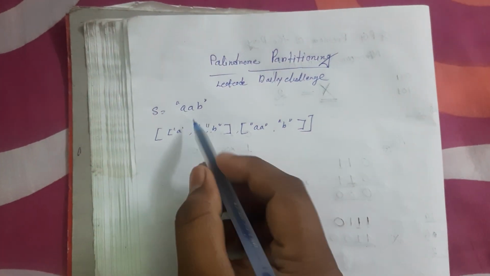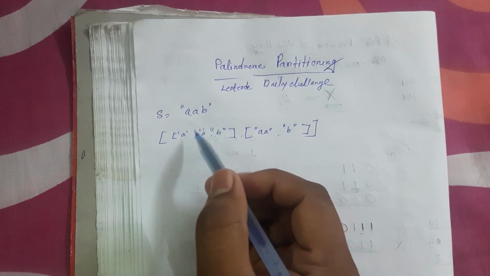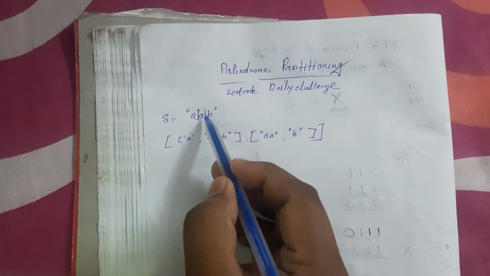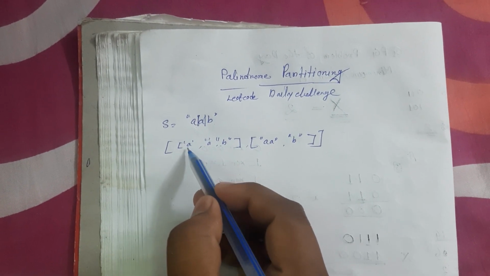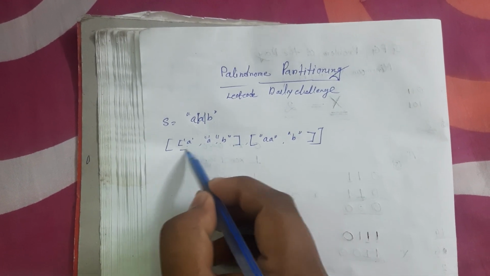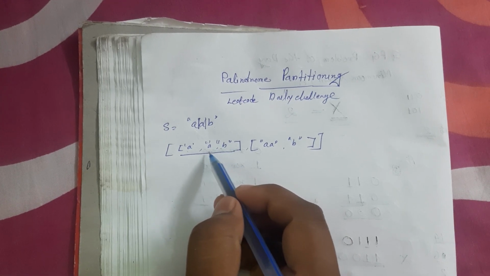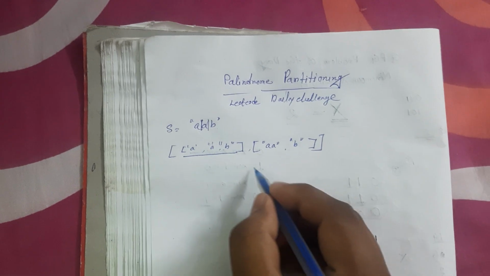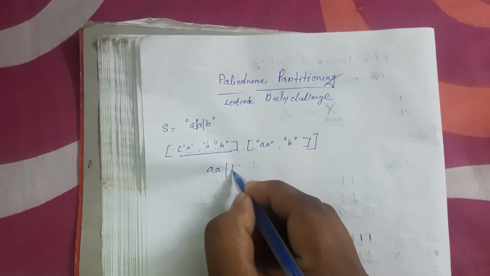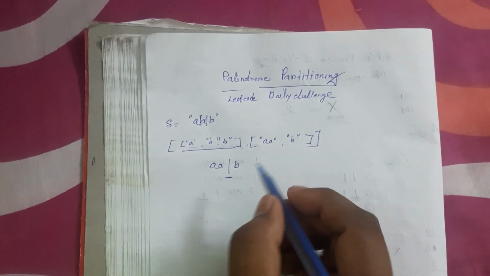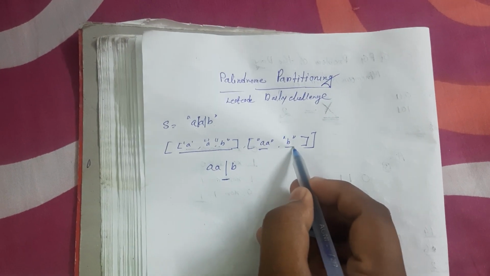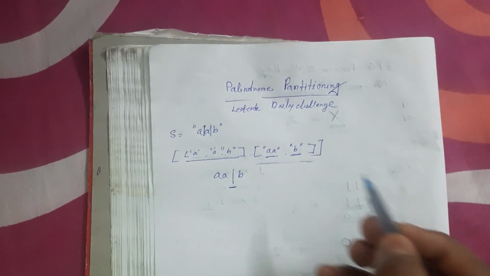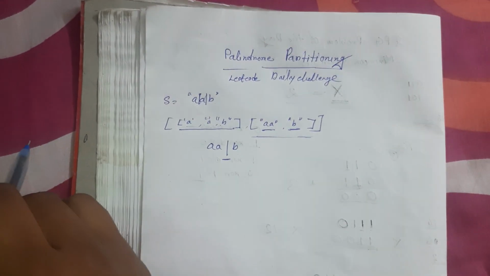Now if you take an example, S is "ab". If you partition in such a way, we are getting "a" and "b". So this is one possible partition where every substring is a palindrome. We can also partition in the second position. In that case also we are getting "a" and "b", and "a" is also a palindrome and "b" is also a palindrome. So this is one of our answers.